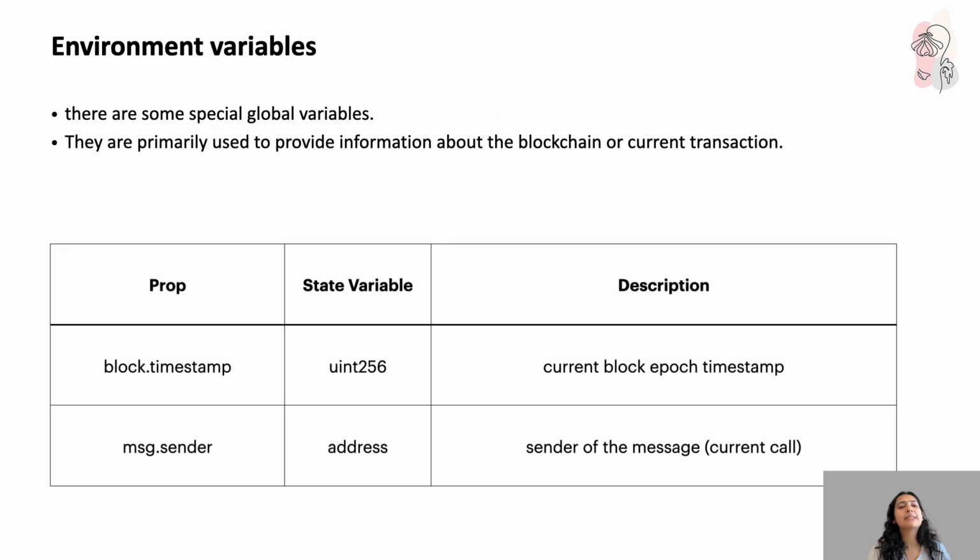Environment variables: there are some special global variables that are primarily used to provide information on the blockchain or the current transaction. We have block.timestamp, msg.sender, and many more.